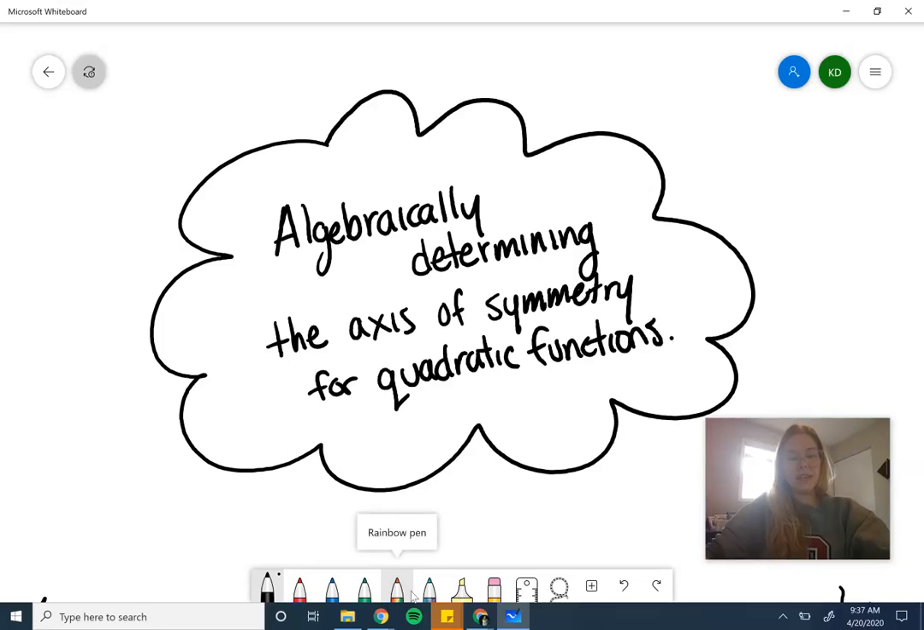Hey everyone! Today what we're going to be talking about is how to algebraically determine the axis of symmetry for quadratic functions. I'm going to do two different examples.